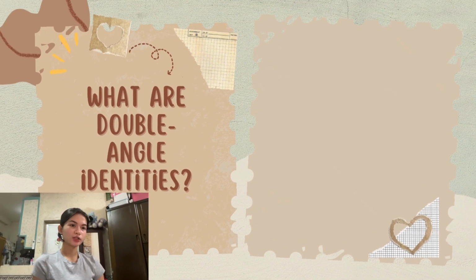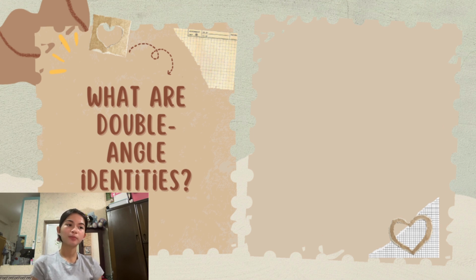To begin our discussion, let's first talk about what double angle identities are. Double angles are a collection of trigonometric identities for angles of the form 2 theta. These identities can be demonstrated using the sum of angles identities.